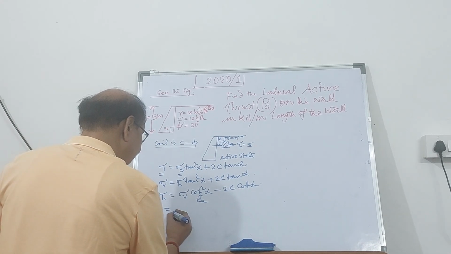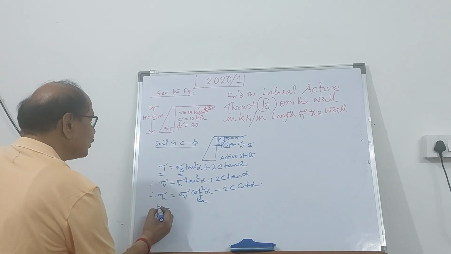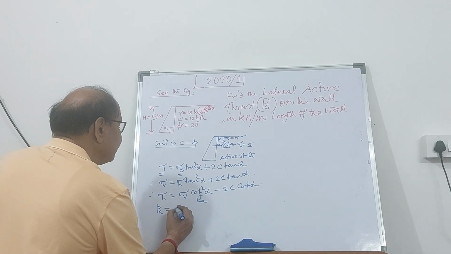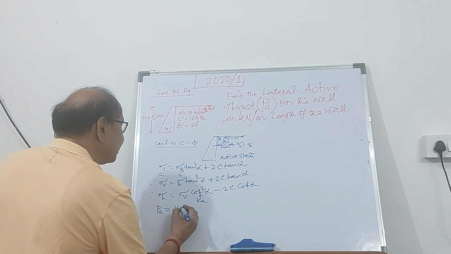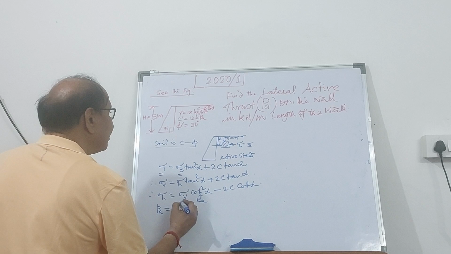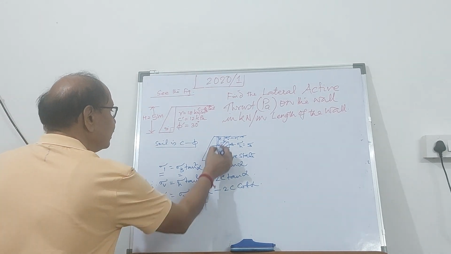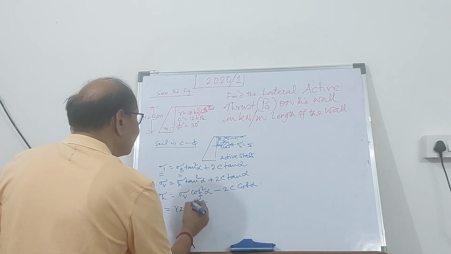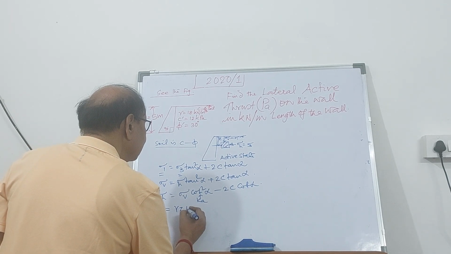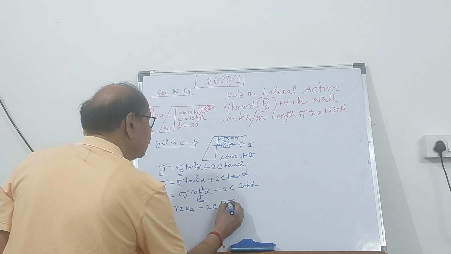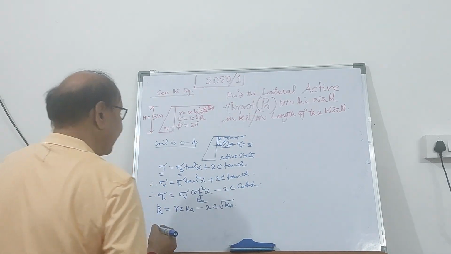So PA is the active earth pressure, A for active, P for pressure, and sigma V will be due to overburden, it will be gamma Z. So gamma is given to you, and at any depth Z, the vertical pressure will be gamma Z into K minus 2C under root K.